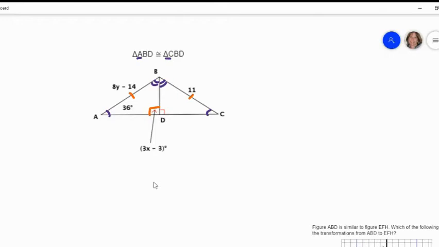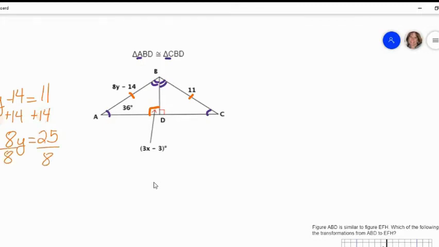Yes, you're correct on that. Okay, and I'm going to just restate what you just said, which is that 8y minus 14 equals 11. So then we would add 14, 25, and divide by 8.